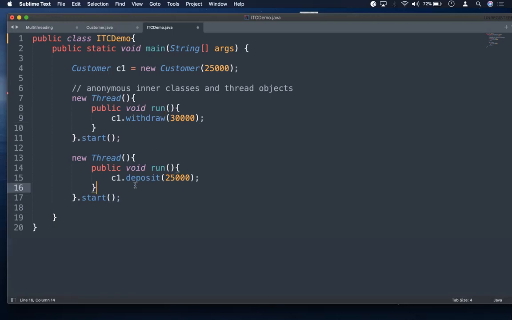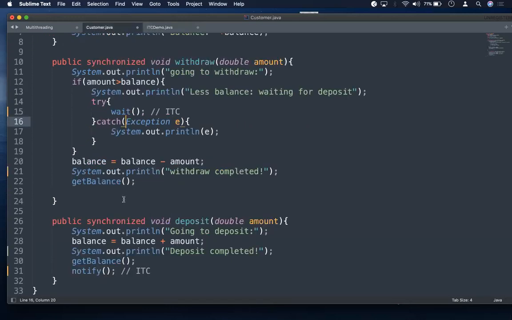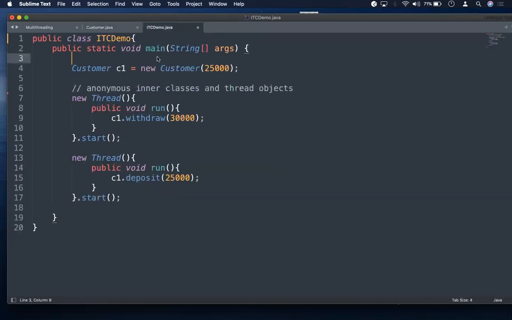Now this thread actually gets the lock, because thread 1 called the wait method. It goes and deposits another 25,000, so the total balance will be 50,000. Here it says going to deposit, the balance is updated, deposit completed, and you can see the get balance. After that it says notify. Whenever it is notified, the waiting thread continues its activity. So this is how inter-thread communication happens.